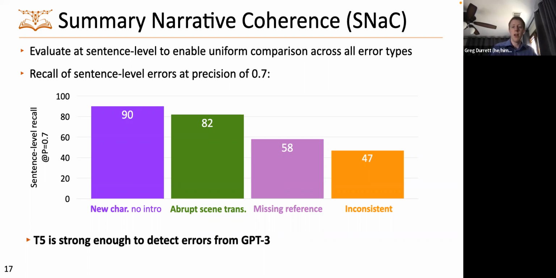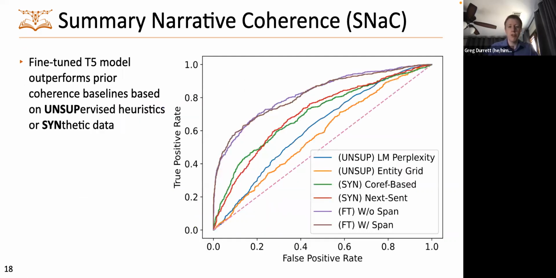We also compared to some prior work on coherence, for example, unsupervised heuristics or ways of producing synthetic data like shuffling sentences, and whether these are able to detect errors as well. The 2 lines here on the left are 2 fine-tuned versions of our system, so you can see that they're doing significantly better than these baselines.